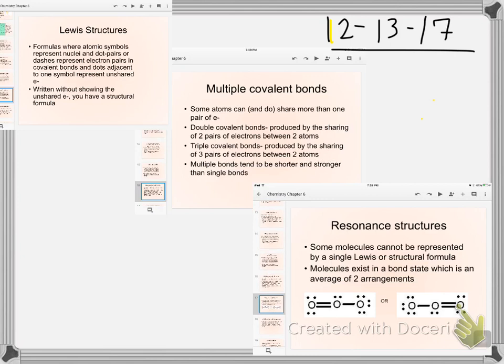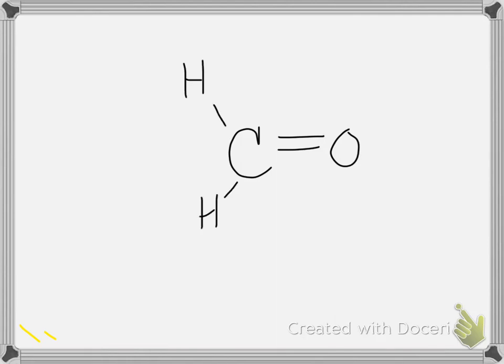So let's actually do CH2O together. How many of you have it on your paper? Are you looking at it right now? You should be looking at it either on your paper or on Doceri. Do you have something that looks like this? C, double bonded to O, single bonded to two H's, with 1, 2, 3, 4 unshared electrons.